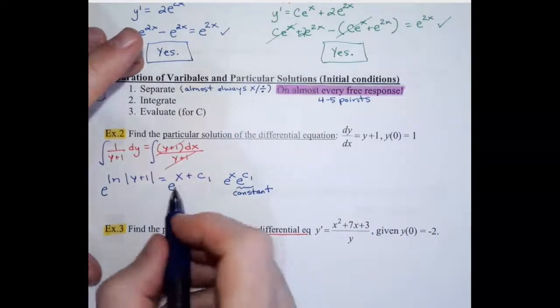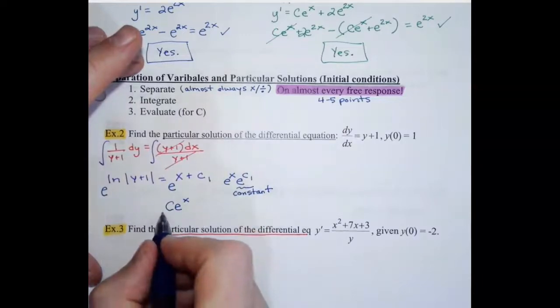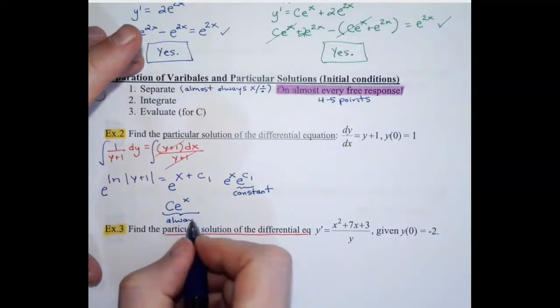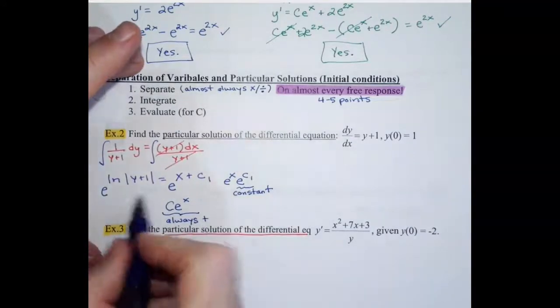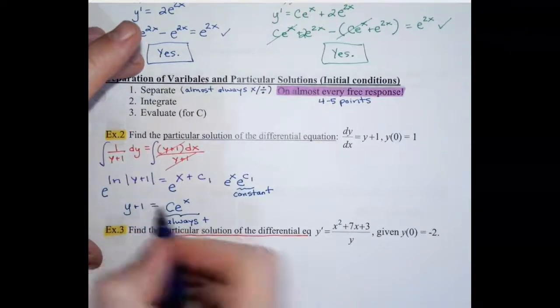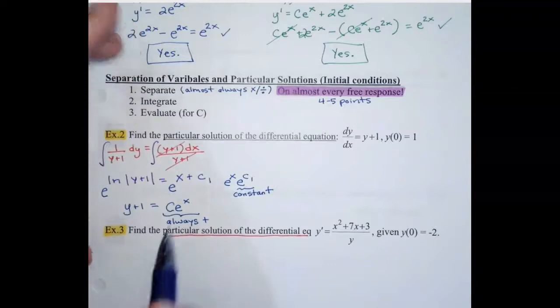Okay, so that's going to leave us with c e to the x. And that is always positive, so I don't really need the absolute value there, because this is always going to be positive, so that's fine.